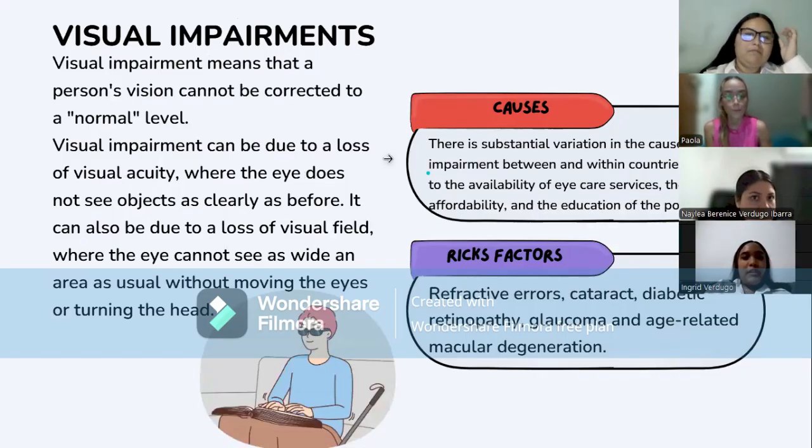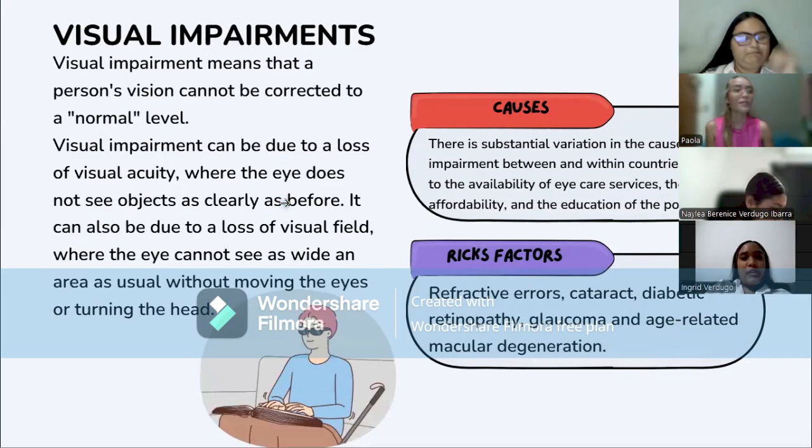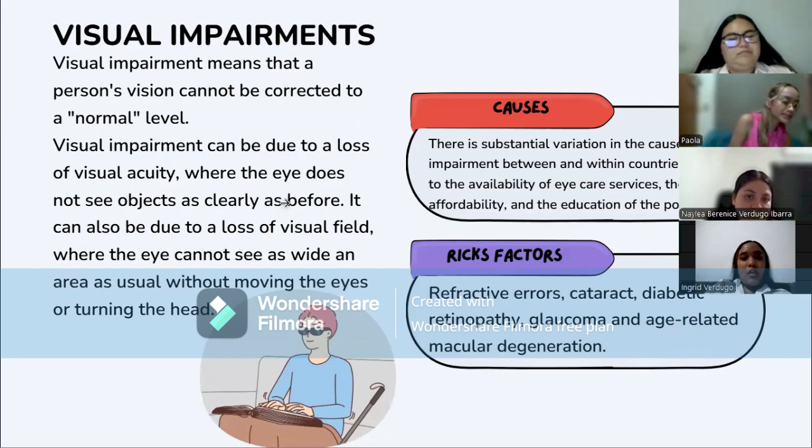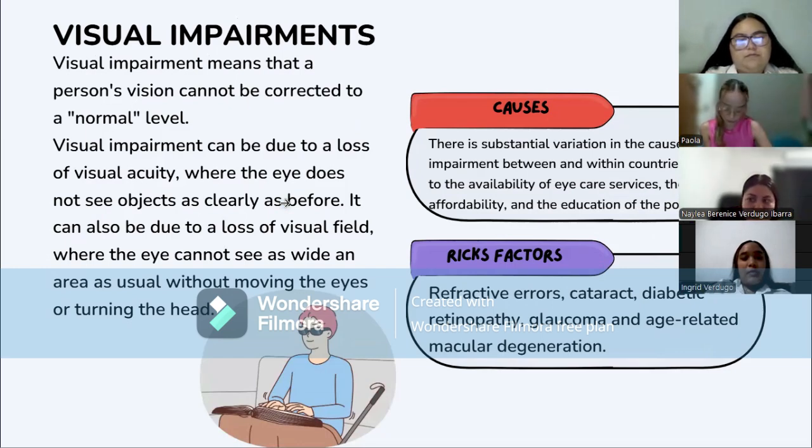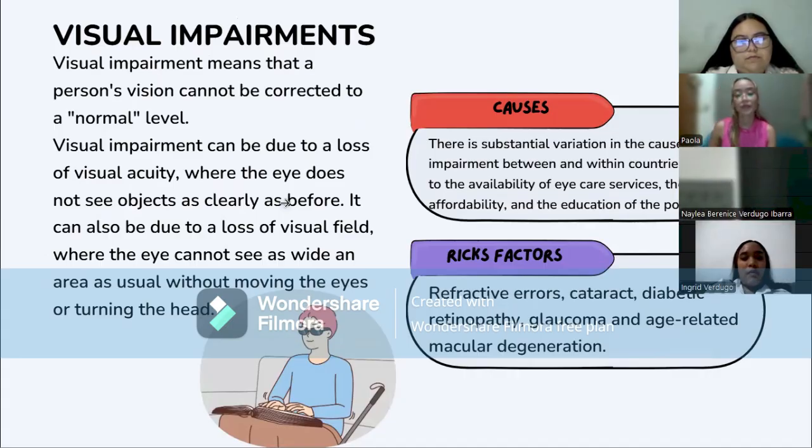Visual impairments. Visual impairments means that a person's vision cannot be corrected to a normal level. Visual impairment can be due to a loss of visual acuity, where the eyes do not see objects as clearly as before. It can also be due to a loss of visual field, where the eye cannot see as wide an area as usual without moving the eyes or turning the head.